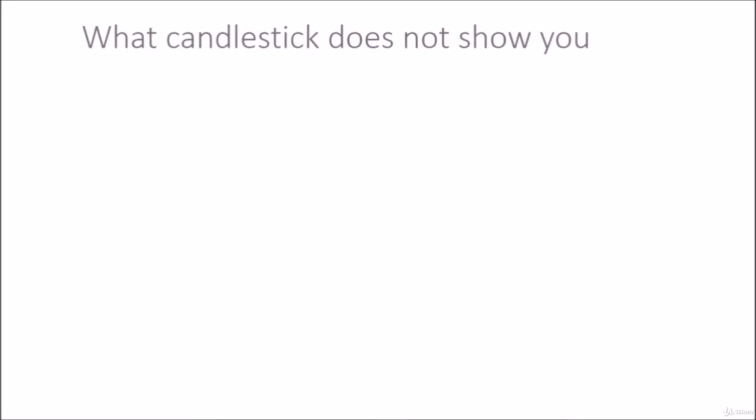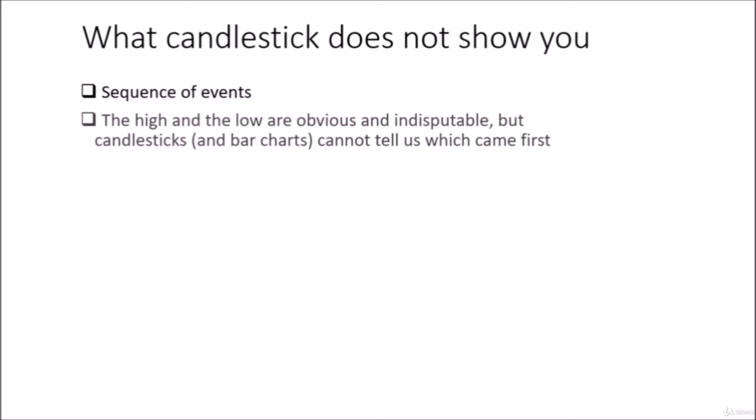So we move next to what candlesticks do not show us. Candlesticks do not reflect the sequence of events between the open and close. It is only the relationship between the open and the close. The high and low are clear and obvious graphically, but candlestick and bar charts cannot tell us which came first.